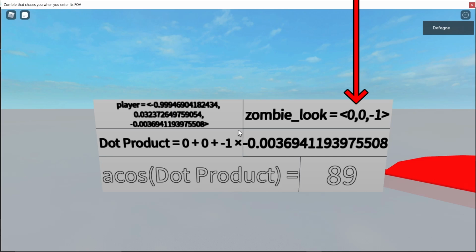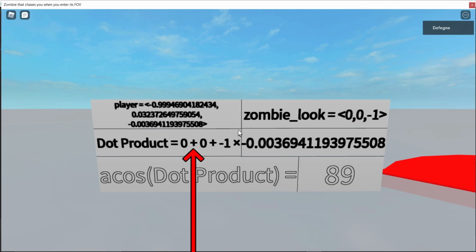Since the x and the y coordinates of the zombie's look vector are 0, we don't have to calculate those in the dot product. The only elements that matter are the z coordinates of both the player vector and the zombie's look vector. So after multiplying both of those, and then taking the inverse cosine, we get the angle. And this value has been truncated so that it fits on the whiteboard.